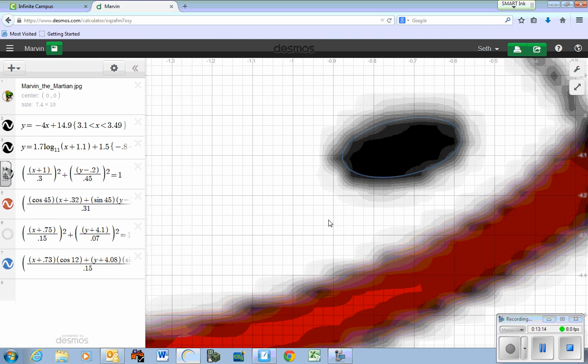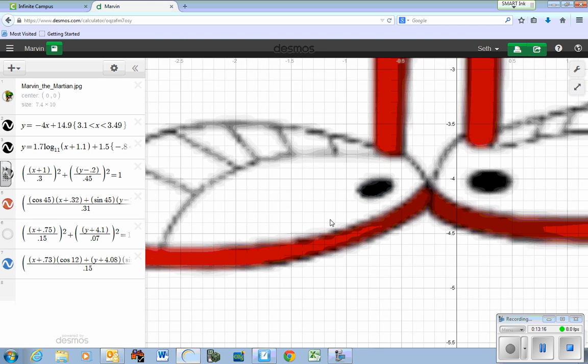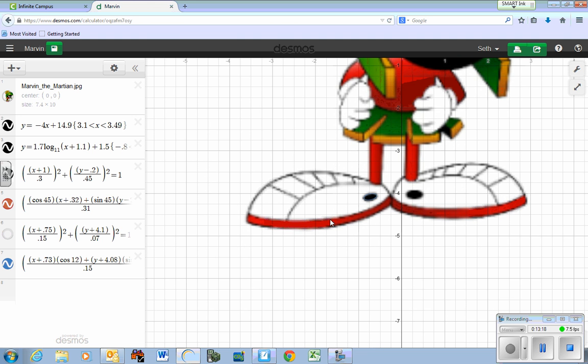All right, so what you have, final result, is a little tilted ellipse that traces out that one.